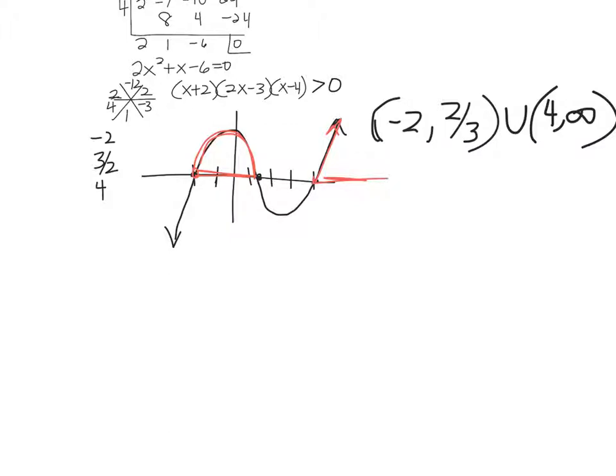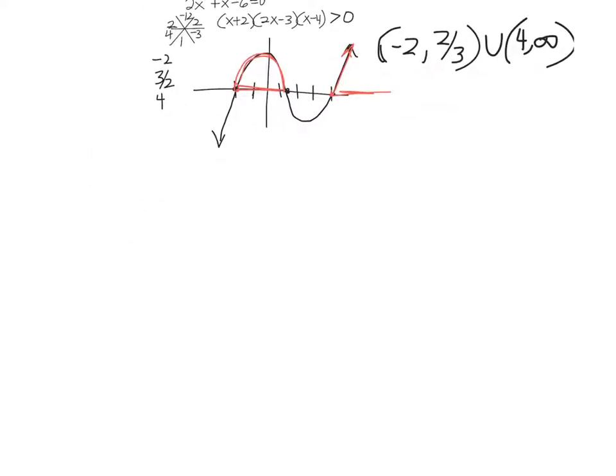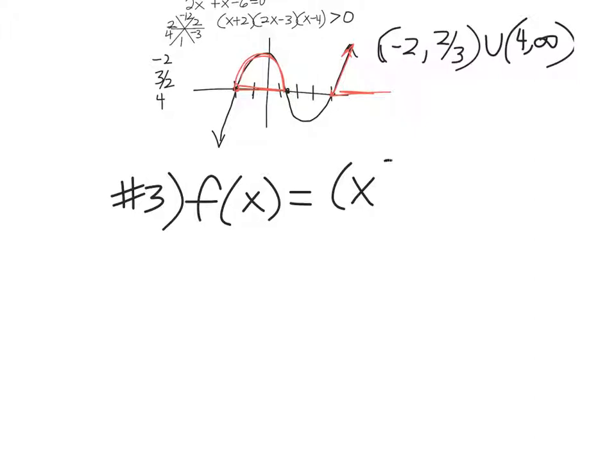Okay, let's try this one now. Number 3. Okay. F of x, this is different because you're going to see something like this and you're going to be like, what is this? X squared plus 7 and 2x squared plus 1.